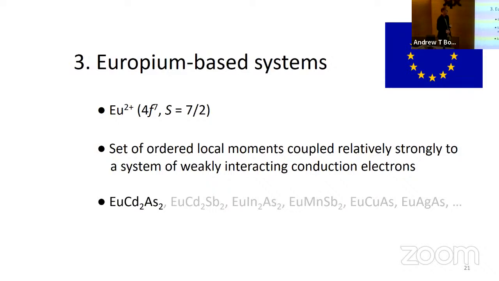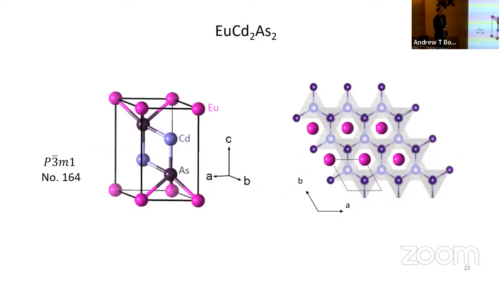This is probably the one that has the most interesting properties and the easiest ones to explain. So I'm just going to tell you a little bit about this compound here, europium cadmium arsenic. This is the unit cell. It's actually hexagonal, which means that the europium atoms here form a triangular layer, a triangular sublattice. And then in between, the arsenic and the cadmium also form triangular, so 2-dimensional, lattices, but interleaved in this space here.